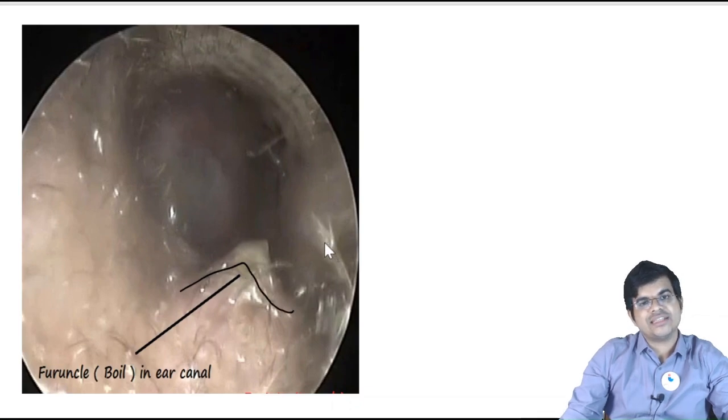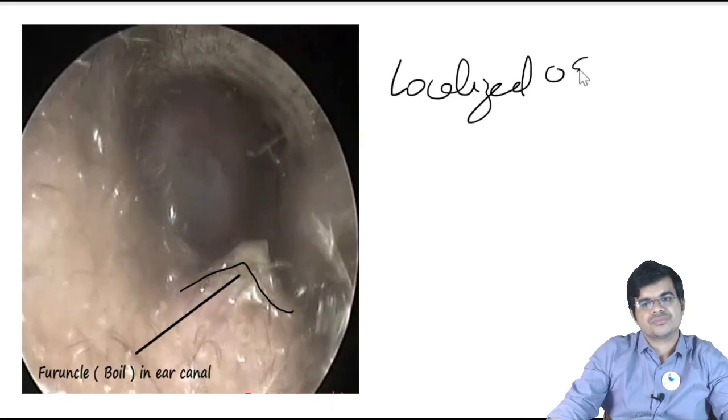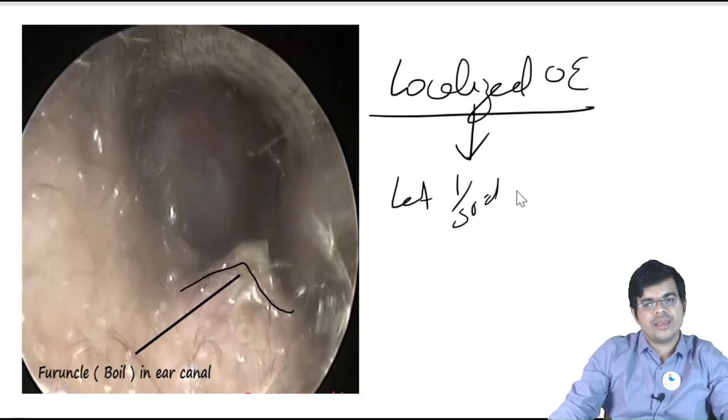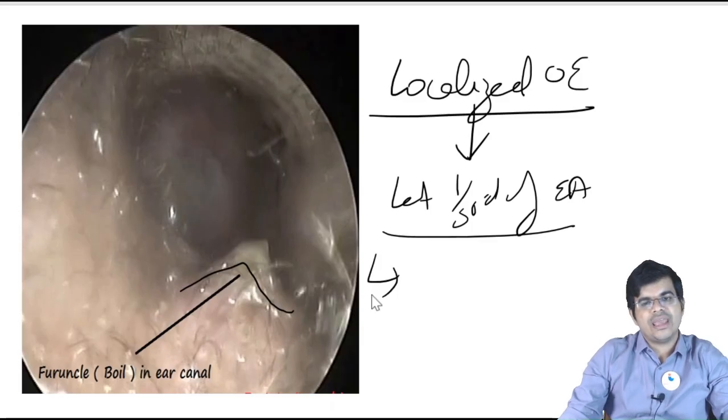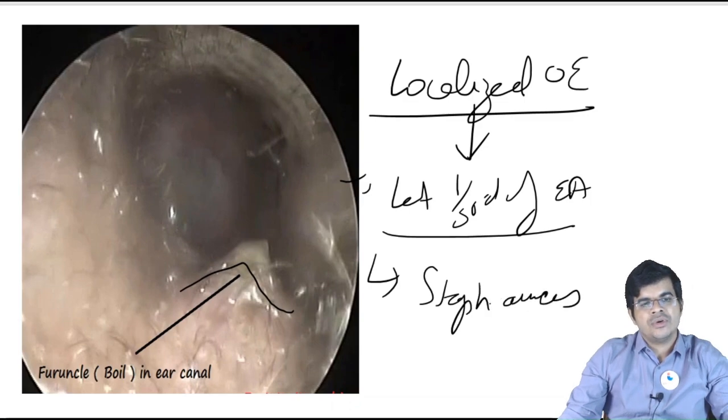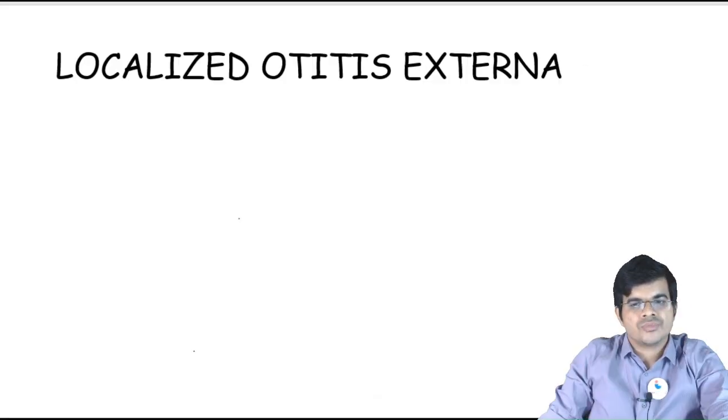And where is it seen? It is seen only in the lateral one-third of the external aortic canal. Why? Because it is the only area where hair follicles are seen. Okay, so this is what is known as localized otitis externa. Localized otitis externa is seen only in the lateral one-third of external aortic canal. Now in this condition, you have to give antibiotics against Staphylococcus aureus. Okay, Staphylococcus aureus. And apart from that, of course, you have to do ear packing. Just like I told for diffuse otitis externa, you will have to do ear packing.